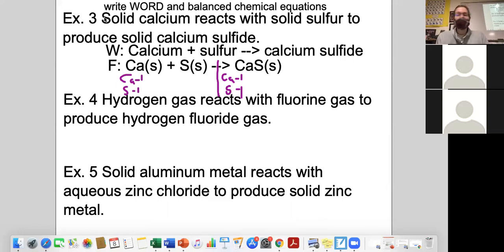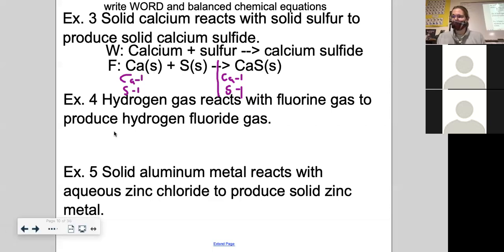Last Friday, seems like eons ago, we were practicing writing word and balanced chemical equations. With words, you just use words. They'll give you a scenario and you pull the keywords, so words with plus signs and yield signs, and then we wrote a balanced chemical equation from it. We will just carry on right where we left off. Example 4: hydrogen gas reacts with fluorine gas to produce hydrogen fluoride gas.